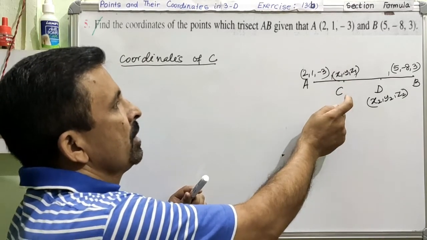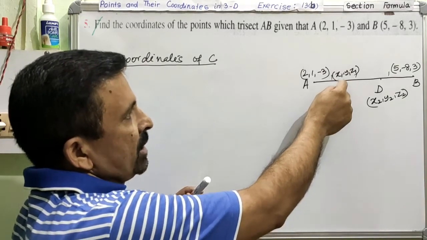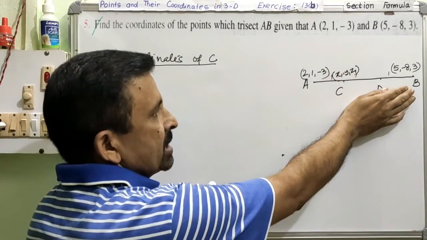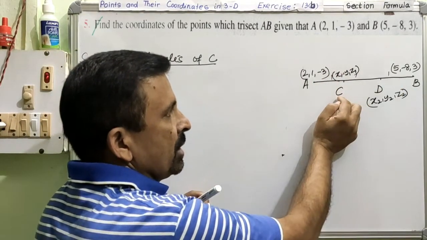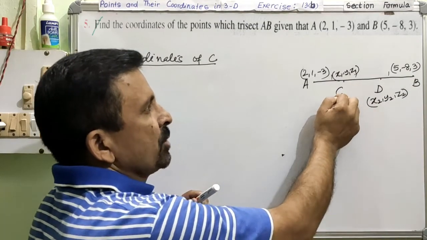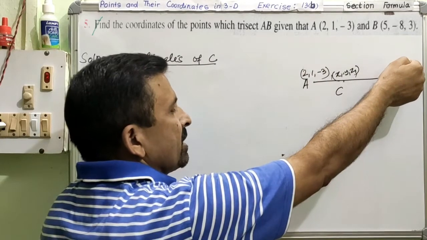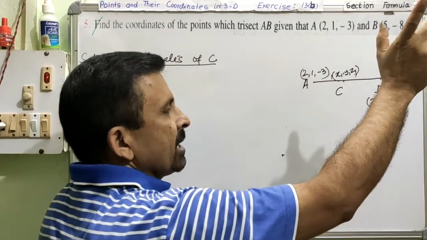Clear? Now, when you are calculating the coordinate of C, you are going to calculate the value of x1, y1 and z1. Clear? And at that time we don't have to see this. This is of no use for us. Since you are only calculating the coordinate of C, you can calculate the value of x1, y1, z1 by using this coordinate and then this coordinate. Clear? And then the ratio.